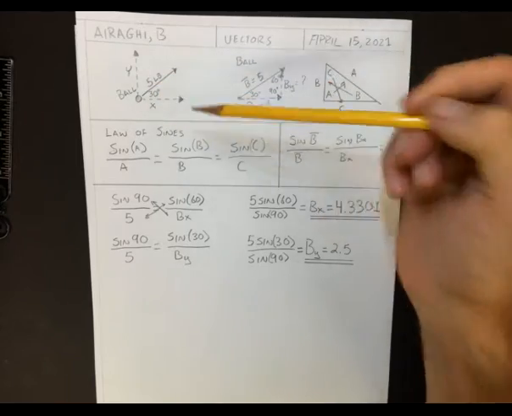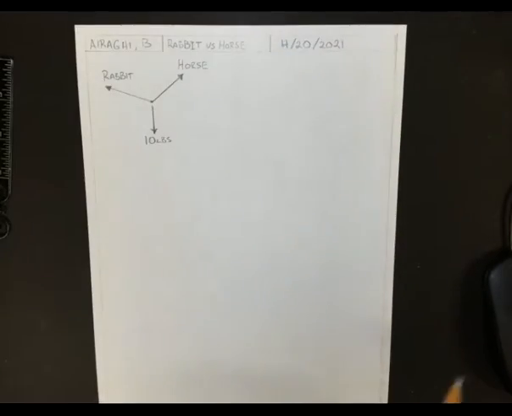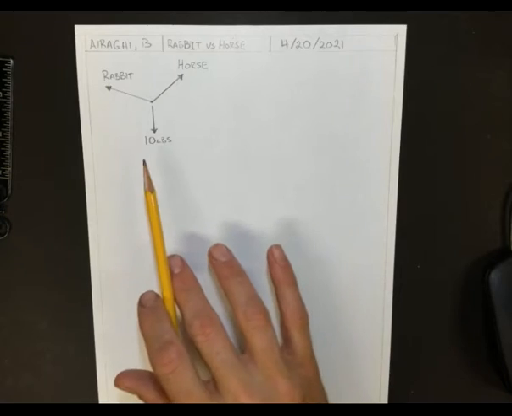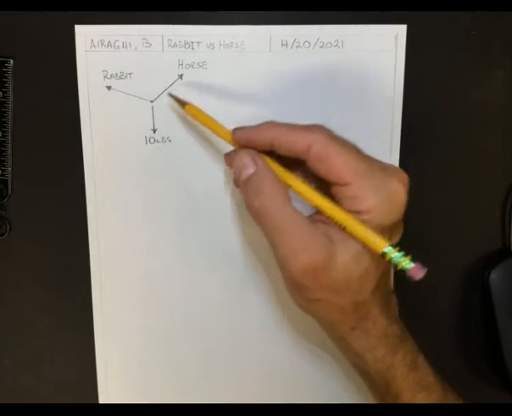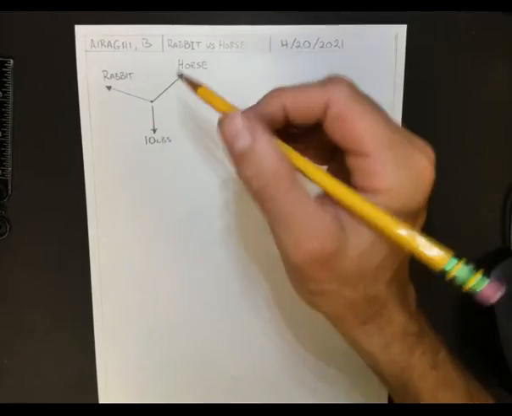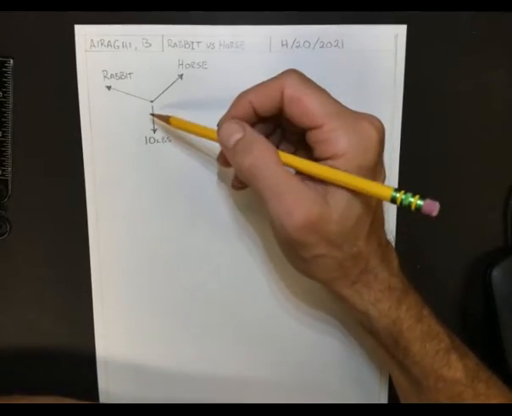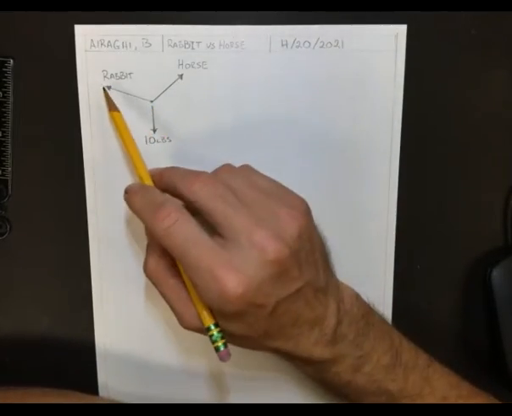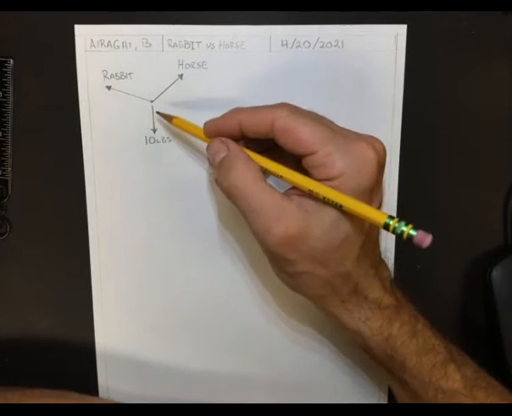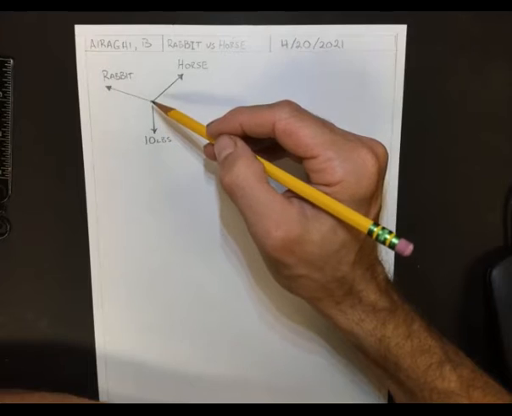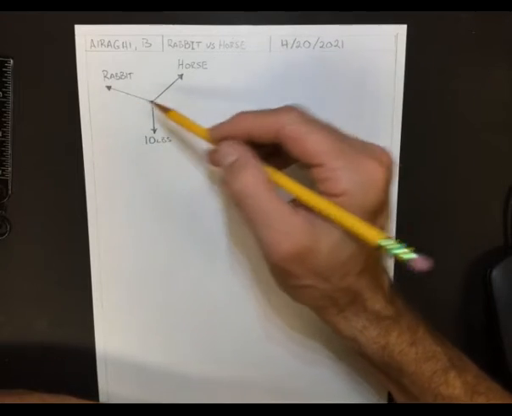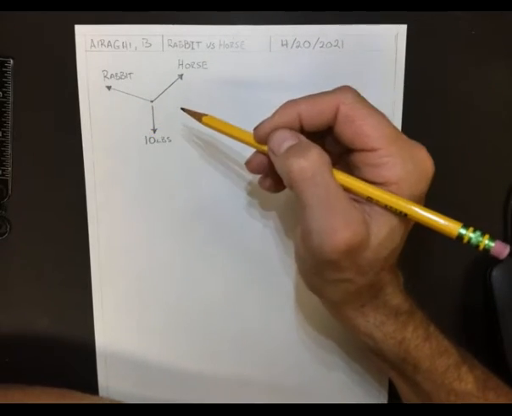Last time, we talked about separating a vector up into its two components. This time, we are going to separate these objects up into two components. This rabbit and this horse are carrying this 10 pounds, and we need to figure out how much each one of them is carrying.